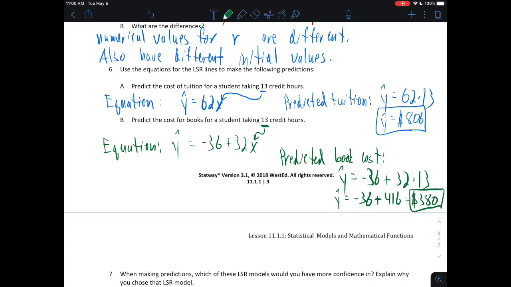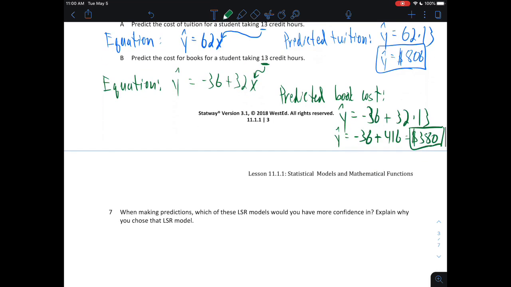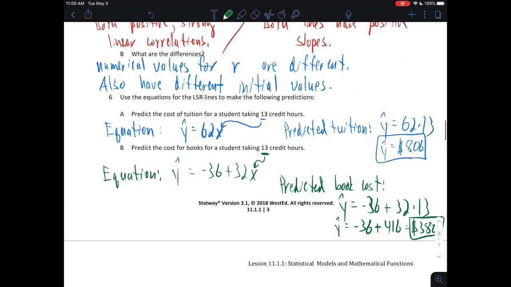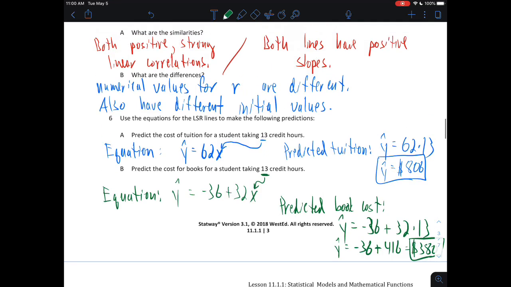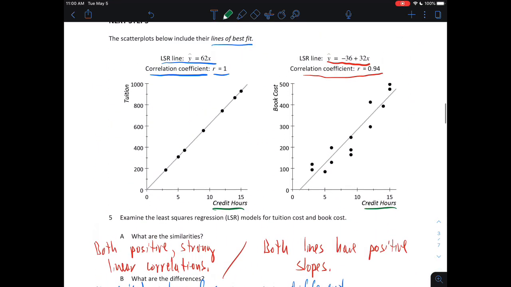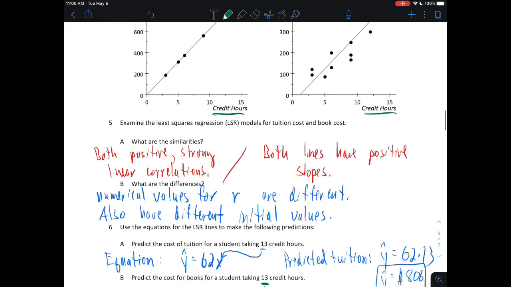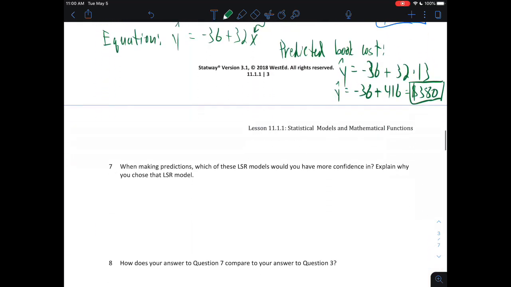So continuing with these predictions, on the next page, number 7, when making predictions, which of these LSR models would you have more confidence in? Explain why you chose that LSR model. Which one would we say gives us stronger predictions? Which one has a stronger correlation coefficient? The one on the left, the one that has a correlation coefficient of 1. That is the strongest correlation coefficient in a positive direction that you can get. So, the one for tuition.